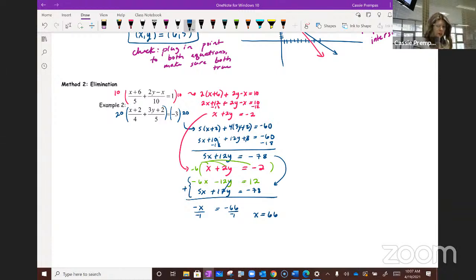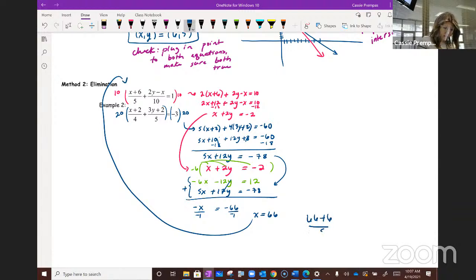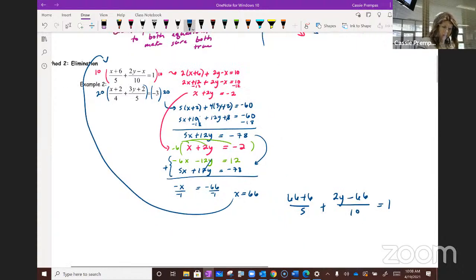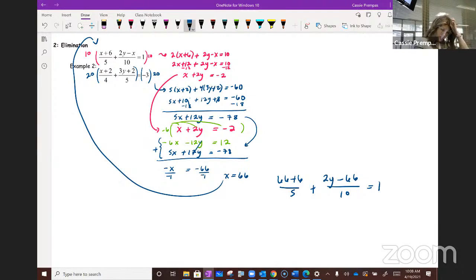So let's see, Wade, where do you want to plug x into? You want to do the original? The top one? Okay, so then I would plug that in for x, and I would have 66 plus 6 divided by 5 plus 2y minus 66 divided by 10 equals 1. 66 plus 6 is 72. 72 fifths. Oh, no me gusta. I'm going to get rid of all these fractions.